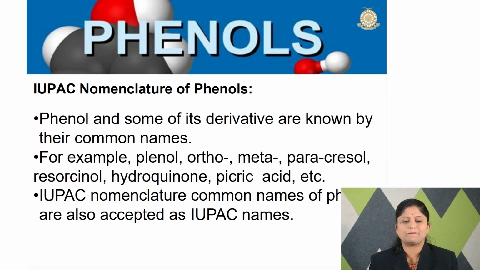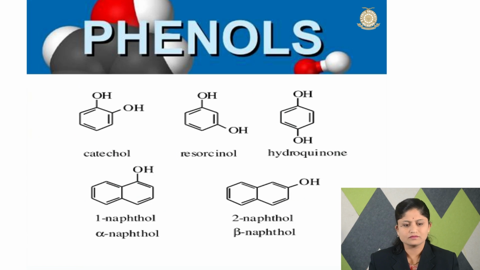Now, the nomenclature patterns of phenol. Phenol derivatives are named by their common names. We can name them as phenol, or substituted phenols at ortho, para, and meta positions. Some examples of phenol derivatives are hydroquinone, then 2,4,6-trinitrophenol, which we name as a derivative of phenol, that is picric acid. These are some of the structures of substituted derivatives of phenol: catechol, resorcinol, hydroquinone.